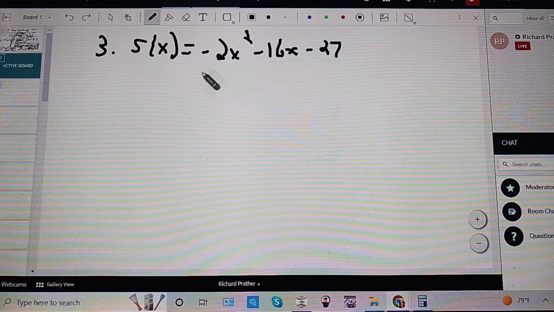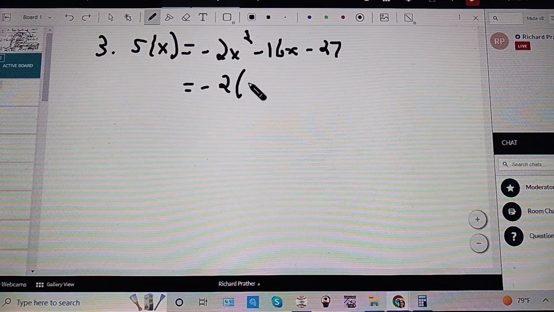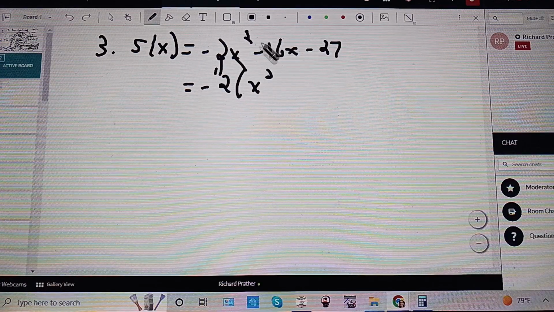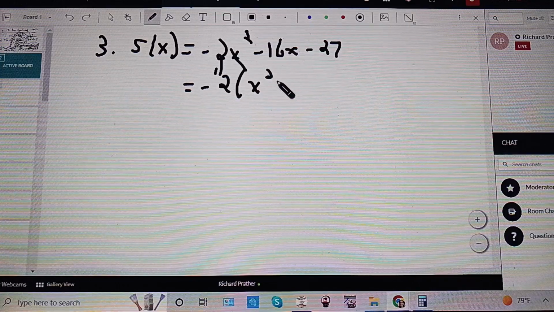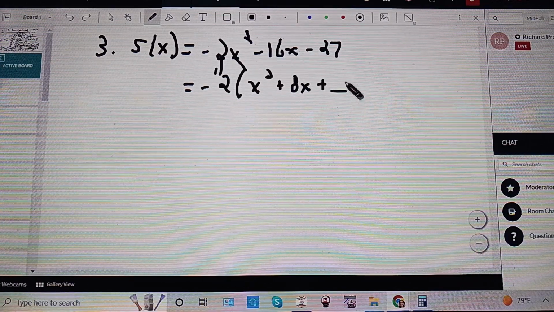This negative 2 is kind of messing us up as well. So I'm going to factor out the negative 2. It's easy on the first term. You just literally split these two things apart right here. But it affects the second term. Negative 16x divided by negative 2 is positive 8. And then you put a plus blank.